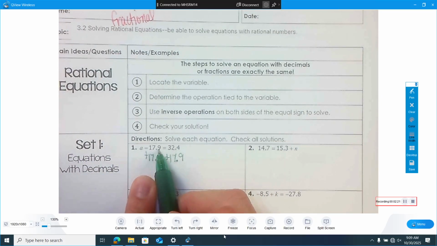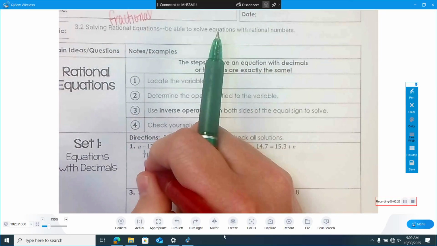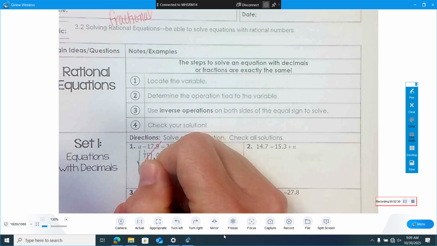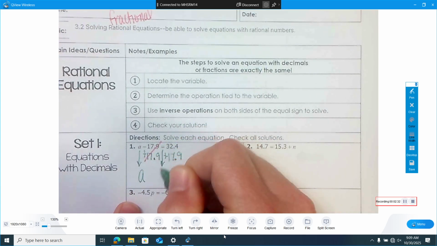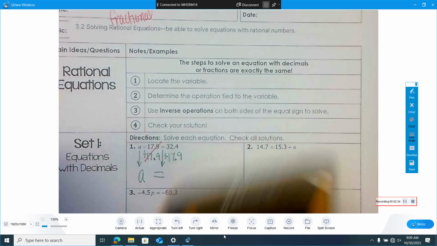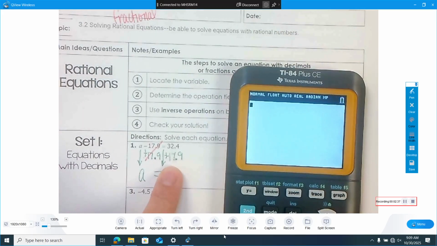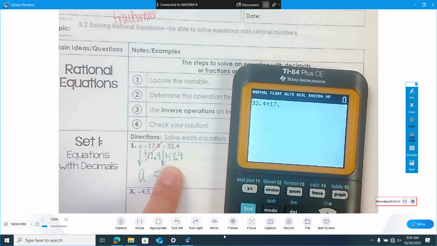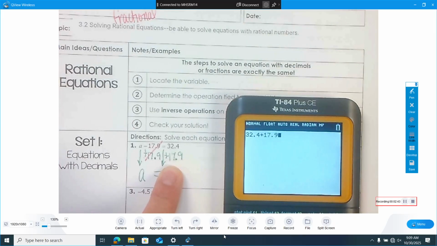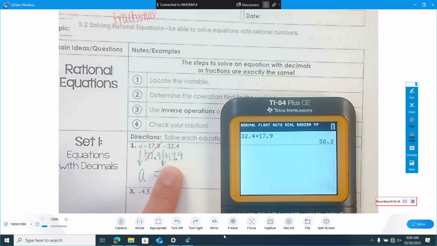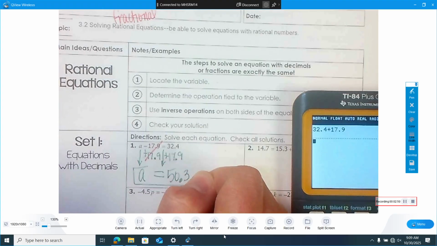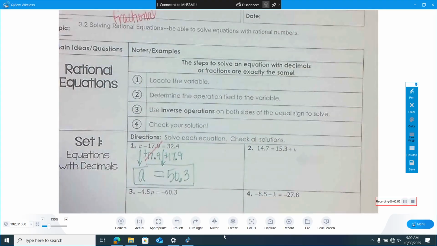What is negative 17.9 plus 17.9? 0. It disappears to nothingness, and we're left with an A. Bring down your equal sign. And then in our calculators, or maybe you can do the math, but I'm just going to use my calculator because I hate decimals. I'm adding 32.4 and 17.9, and I got 50.3. So that is it. Okay.